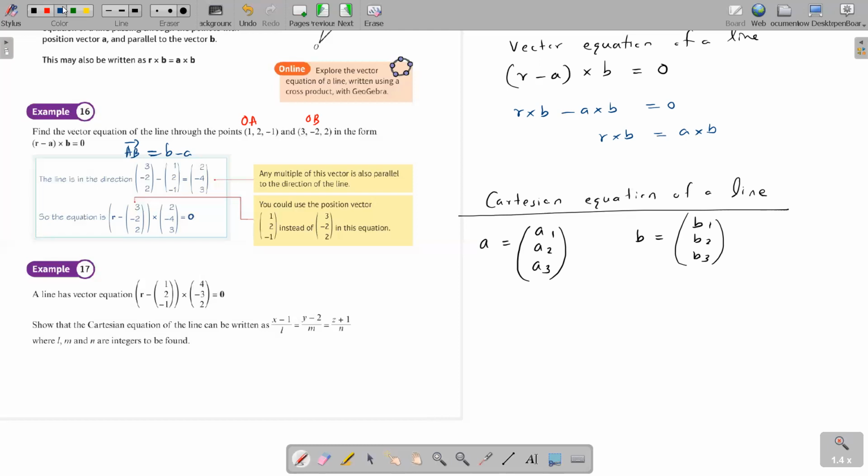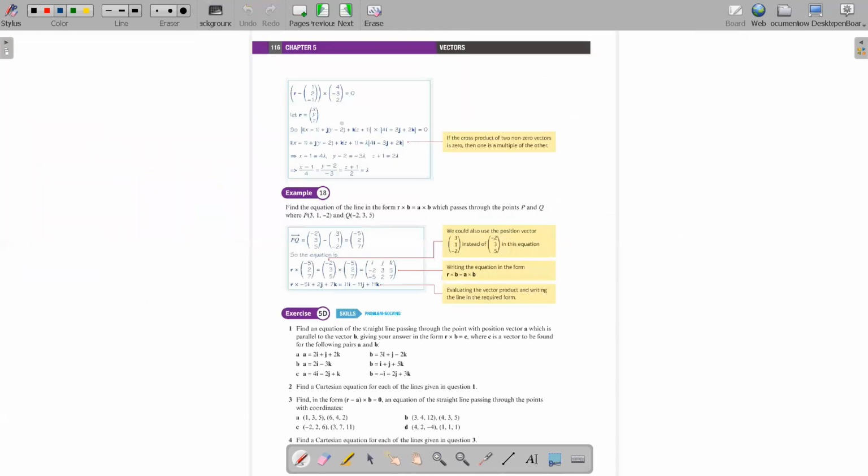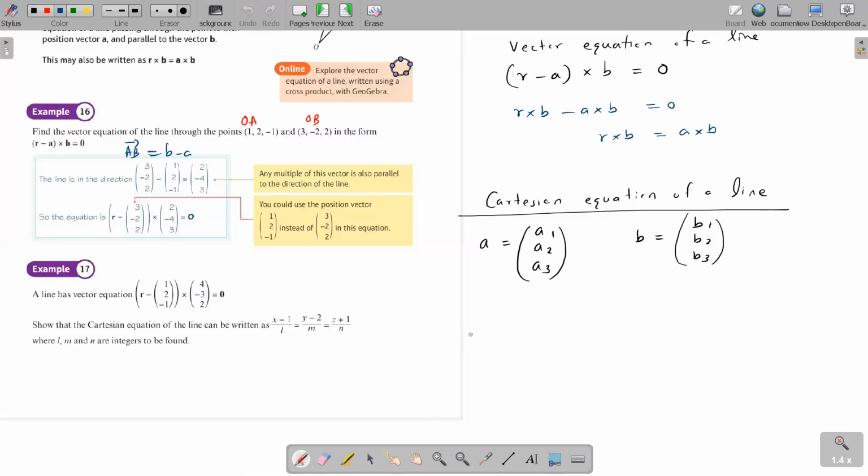So the way you get your Cartesian line, the proof, I'm not going to do; even the proof is actually there in the book. So the way we get the line here is directly: x minus a1 over b1 equals y minus a2 over b2 equals z minus a3 over b3. And all of this can be equal to lambda.